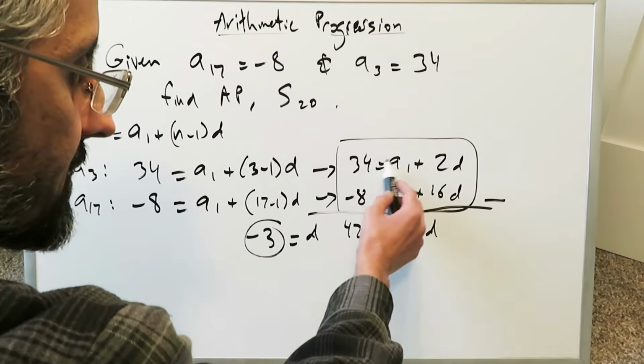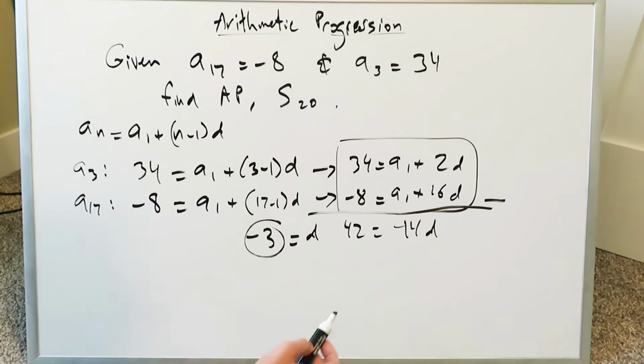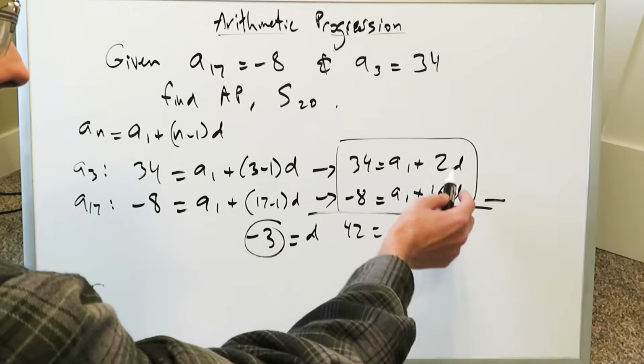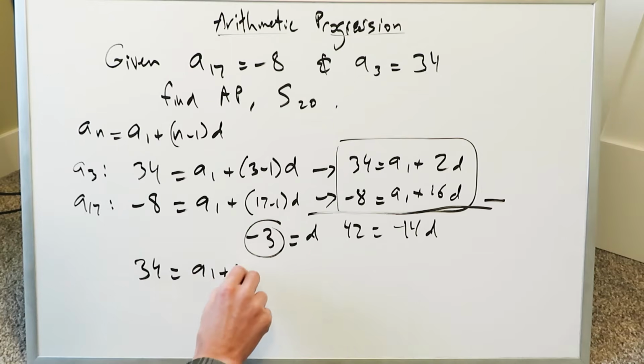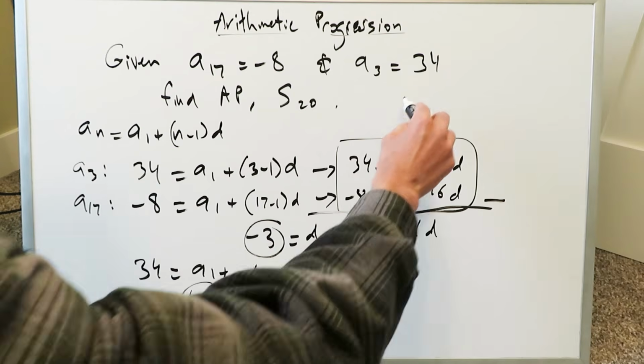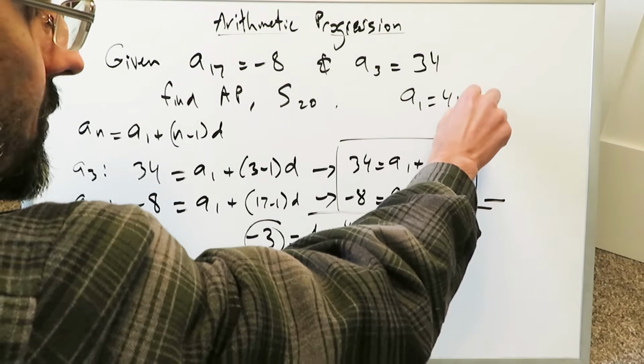Just plug that d value into any of these and you'll calculate your first value, which is your a1. I'll put d right over here. I have 34 is equal to a1 plus 2 times minus 3, which is minus 6. a1 is equal to 34 plus 6, it'll be 40. You can do the same thing in the second equation and you'll still get 40. So now I've determined my first term is equal to 40.